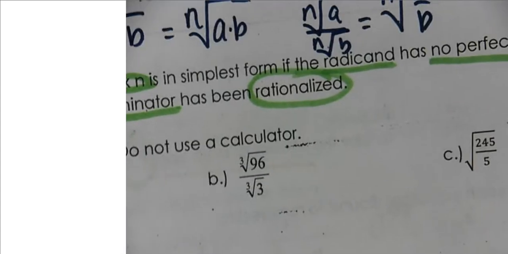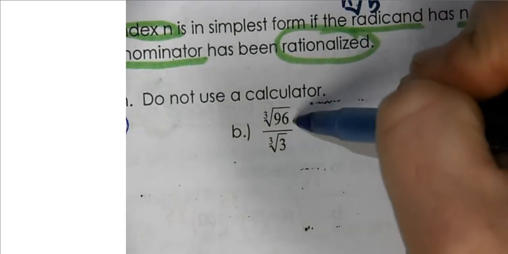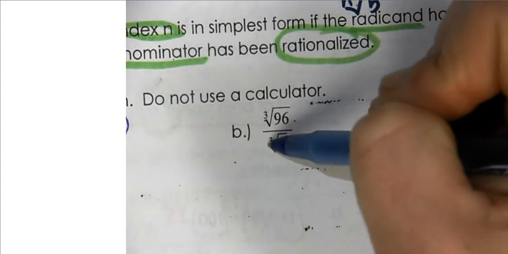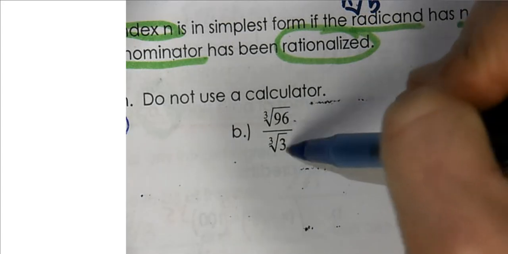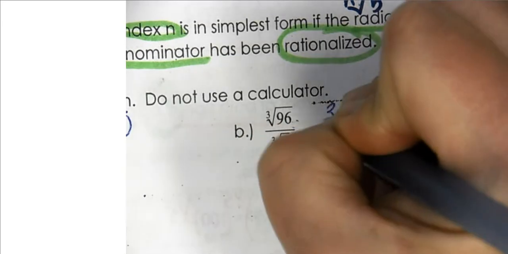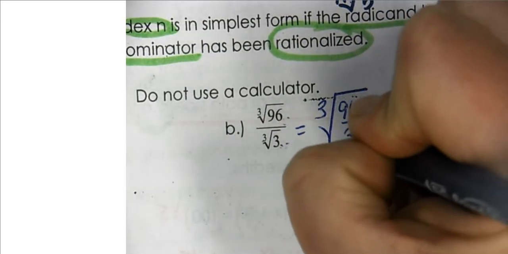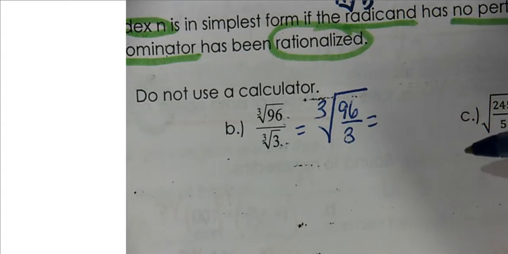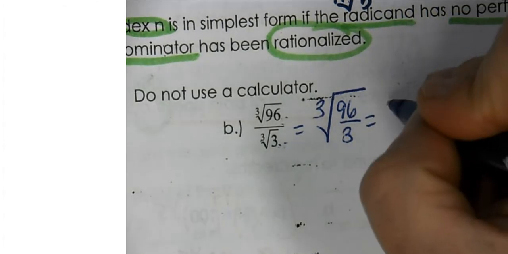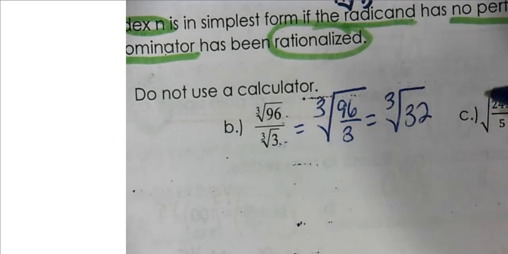For letter B, what I see in this problem is that we have the cube root of 96 divided by the cube root of 3. Now 3 and 96, they are related. So what I can do is rewrite this as the cube root of one fraction, 96 divided by 3. 96 divided by 3, well, that's 32. So this is the cube root of 32.